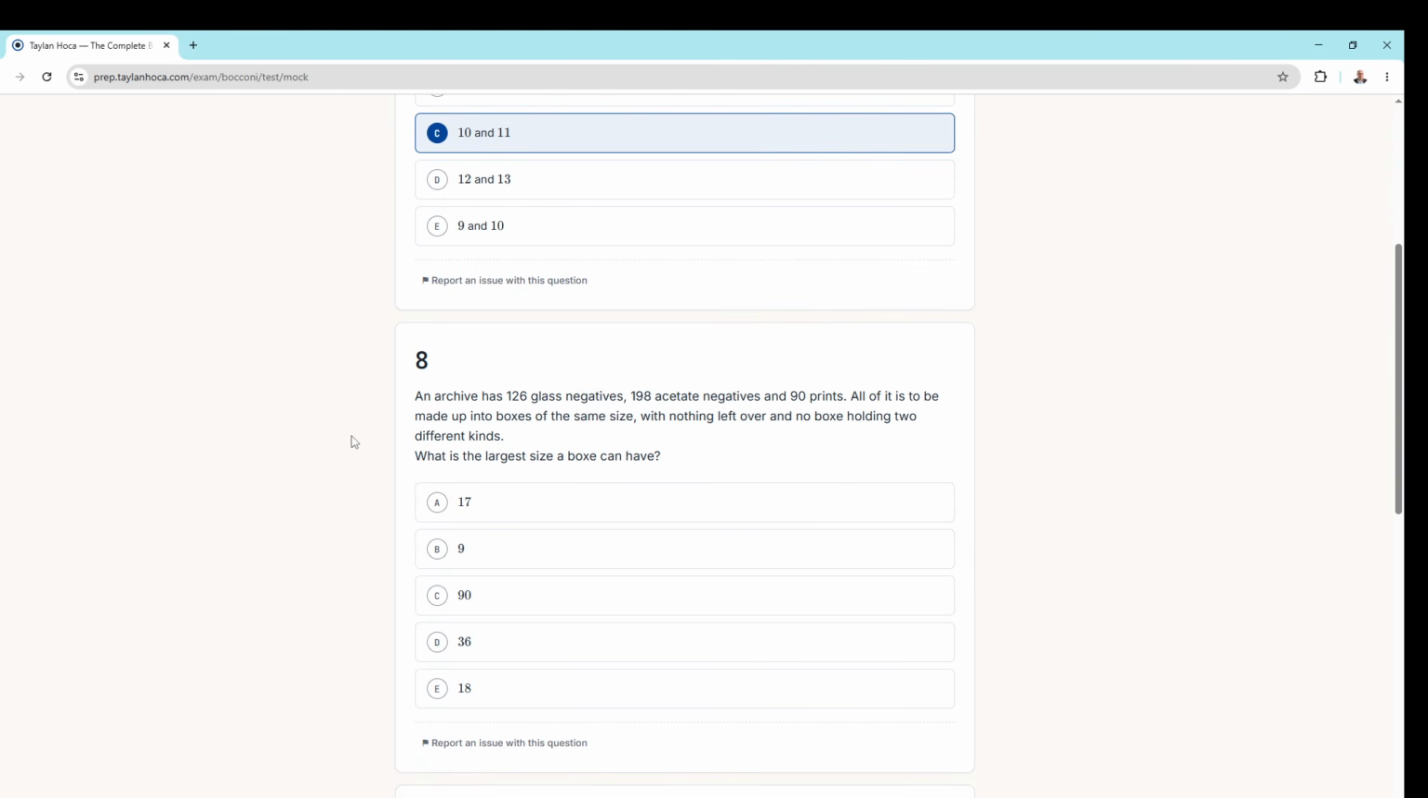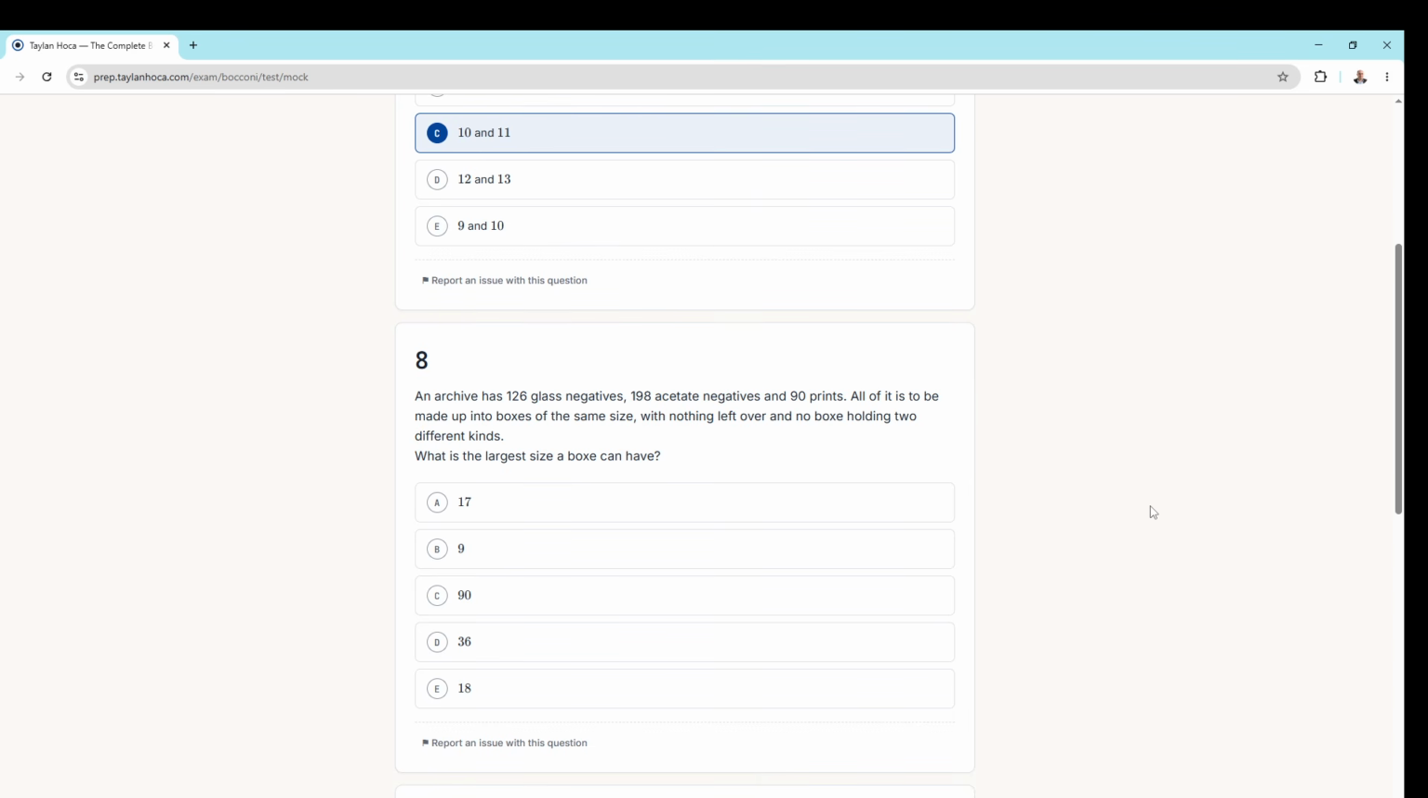So an archive has 126 glass negatives, acetate negatives, and 90 prints. All of it is to be made up into boxes of the same size, with nothing left over, and no box holding two different kinds. Interesting. Boxes of the same size. What's the largest size a box can have? I think this is a question like the greatest common factor, right?